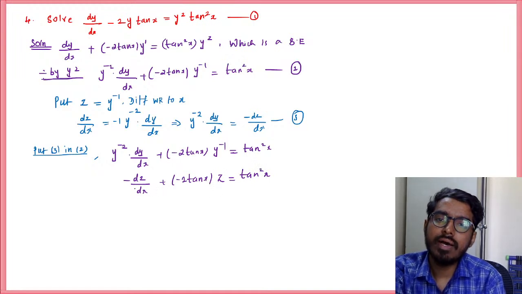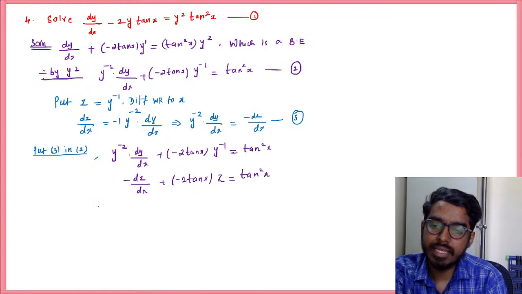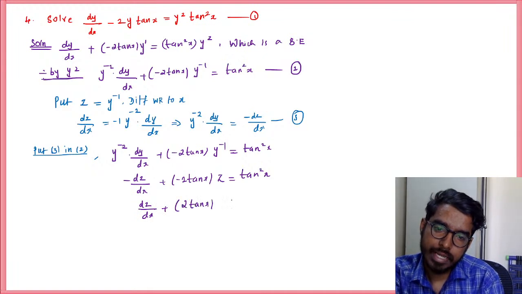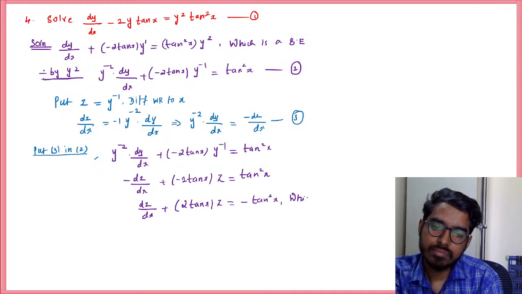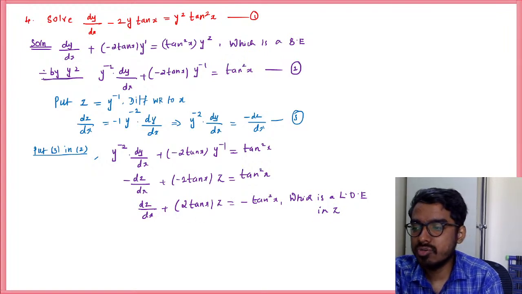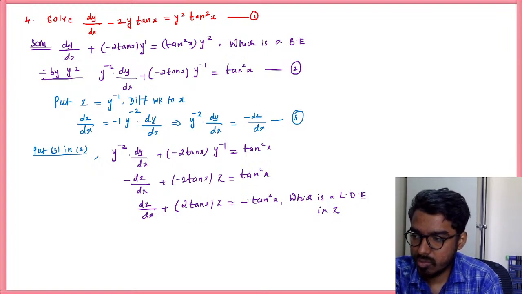So we will always make sure that the coefficient of dz by dx is unity. So multiply throughout by minus. So we will have dz by dx plus 2 tan x into z is equal to minus tan square x, which is a linear differential equation in z, right? So p is 2 tan x, q is minus tan square x.